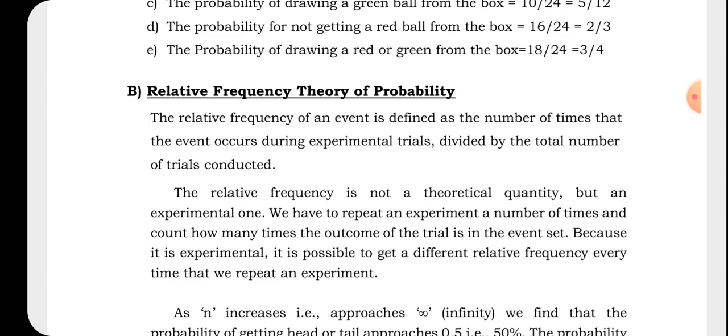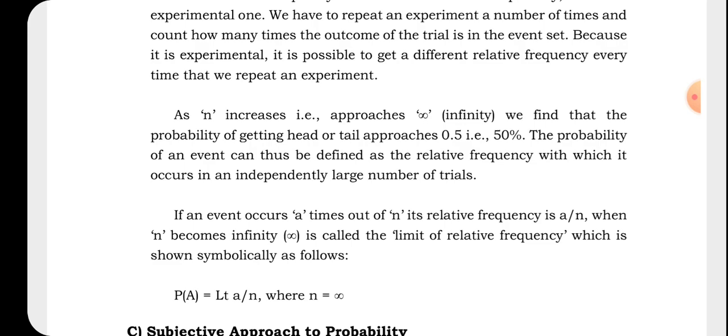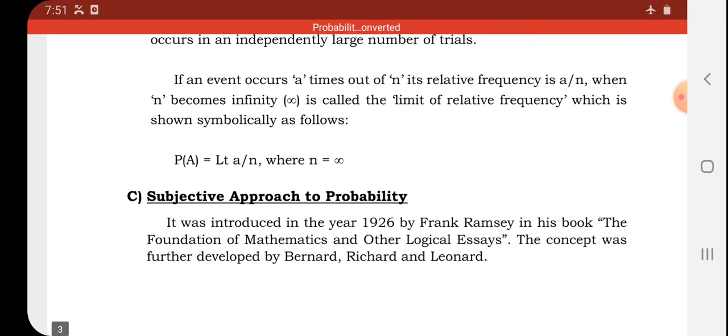But theoretically, what we can say is that if you are tossing n number of times, there is a possibility that you may get head approaching 50% and tail approaching 50%. This is what relative frequency refers to.